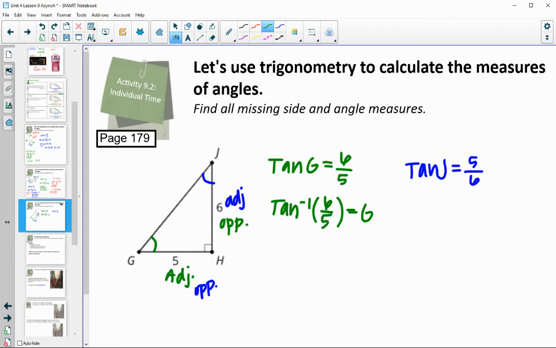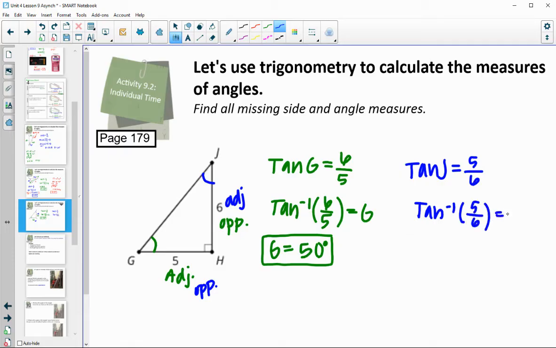So 6 divided by 5 is 1.2. And then the tan inverse of that is 50.19. So 50 degrees. Sorry about that. So then this one with J, the opposite of J is 5. The adjacent is 6. So you would do the tan inverse of that. And you'll get that J equals 40 degrees to the nearest degree. And remember, you certainly could subtract from 180.